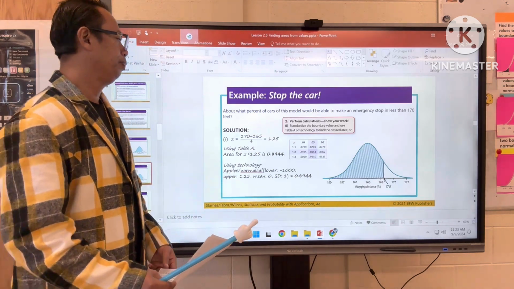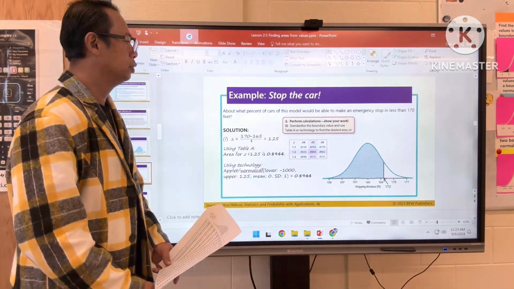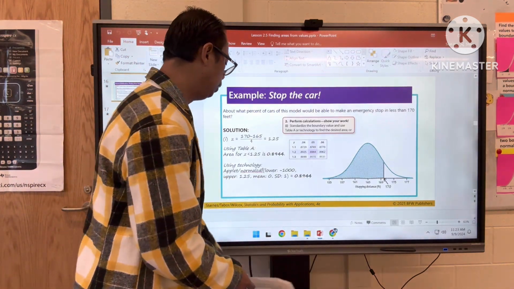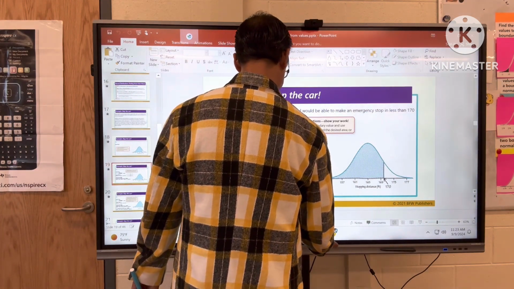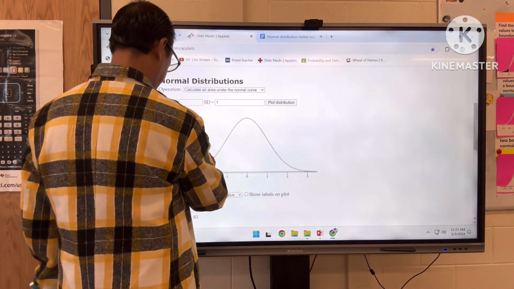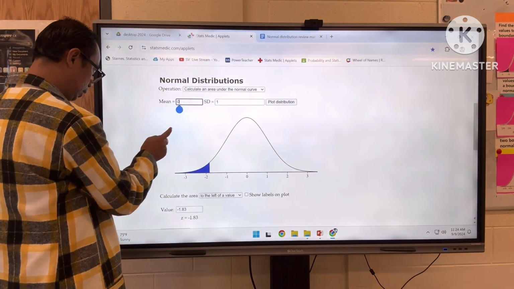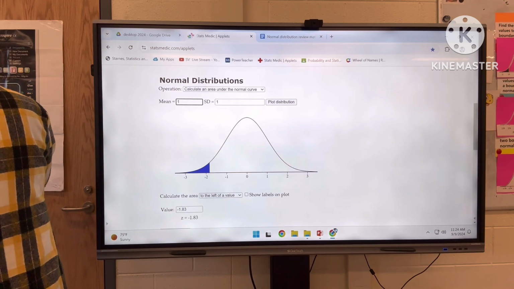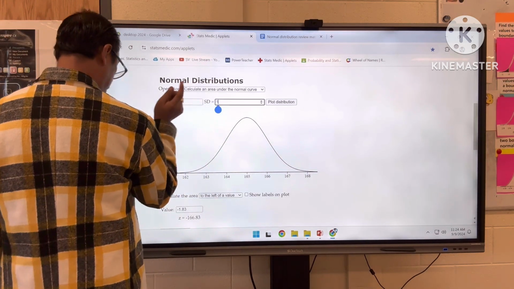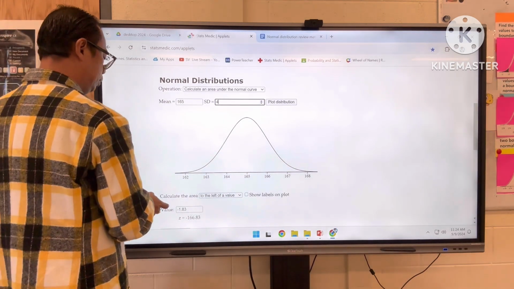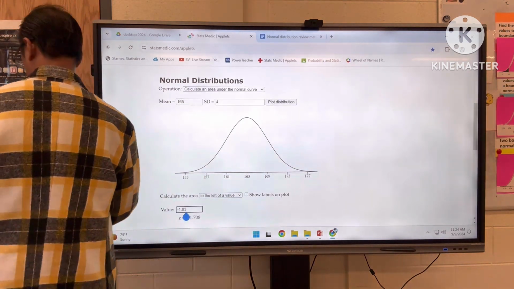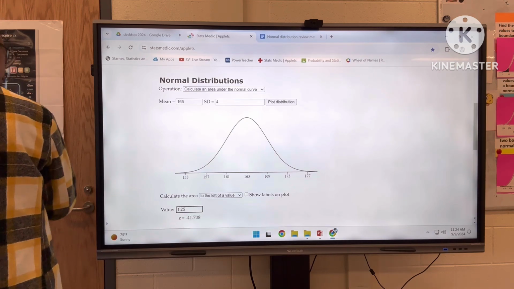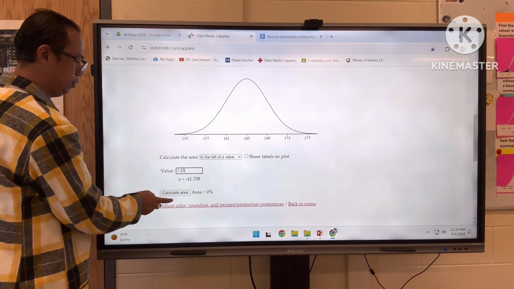In applets, we can have that as well. So, we can also get 0.8944. I'll show you how we come up with it in the applet. So we're going to the left now. The mean is 165, and then the standard deviation is 4. Then what is the value of our 1.25? Still to the left.